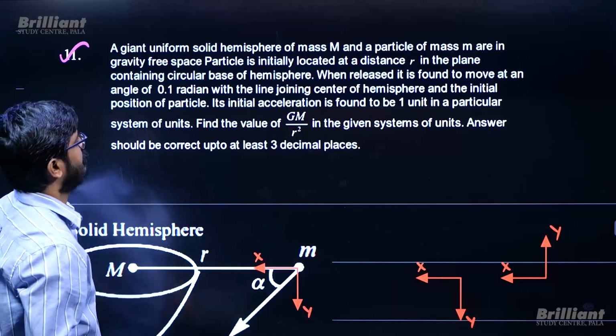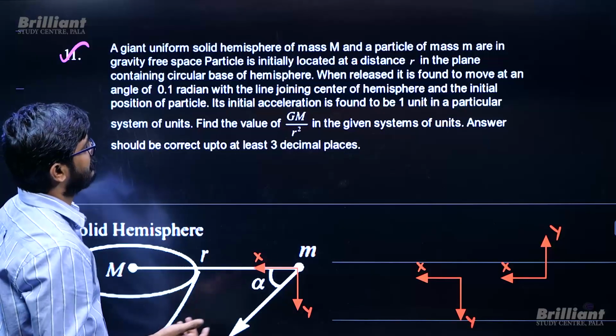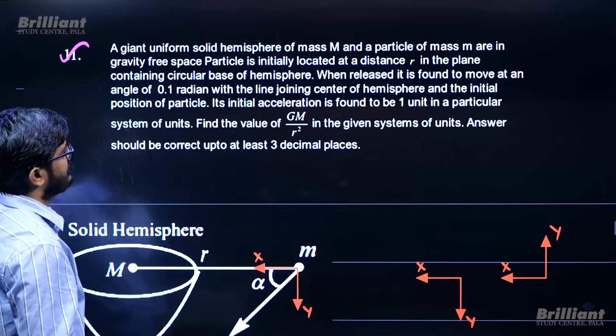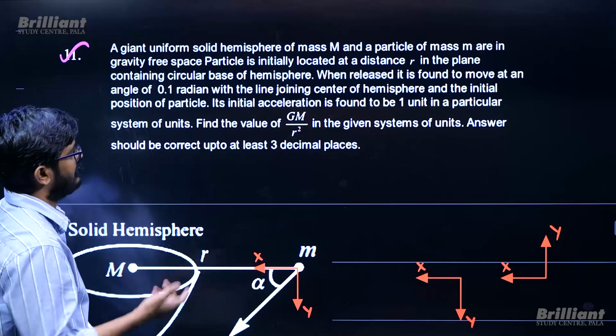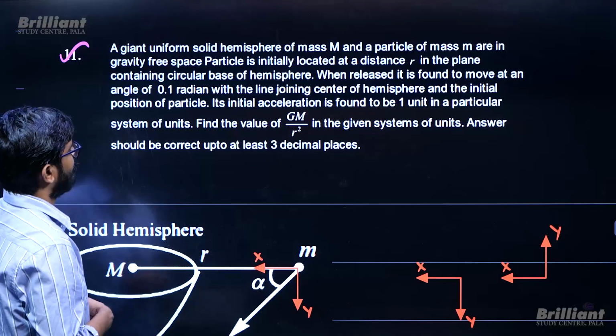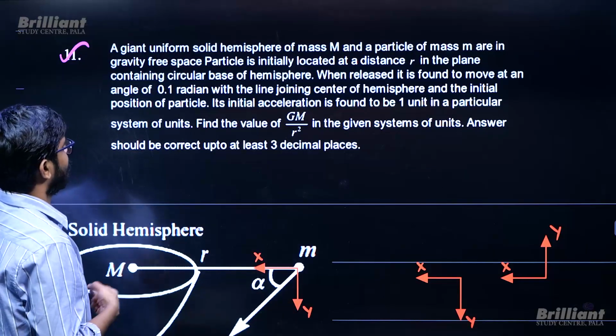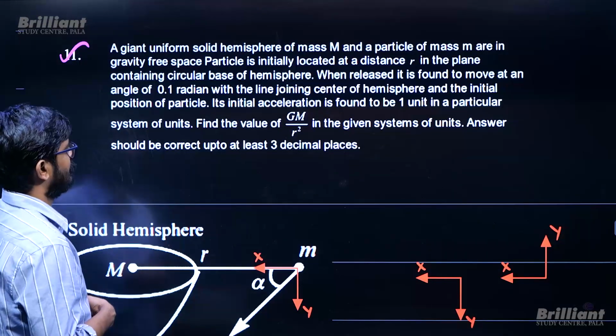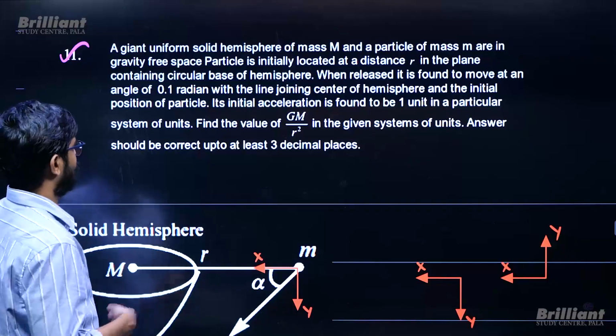A giant uniform solid hemisphere of mass m and a particle of mass m are in gravity free space. Particle is initially located at a distance r in the plane containing the circular base. When it is released, it moves at an angle 0.1 radian with the line joining the center and the initial position of the particle. So its initial acceleration is found to be 1 unit in a particular system of units. Find the value of GM by r square in the system of units.